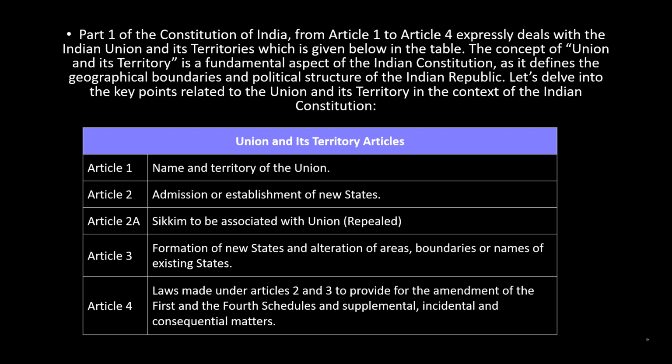Union and its territory articles. Article 1. Name and territory of the Union. Article 2. Admission or establishment of new states. Article 2A. Sikkim to be associated with Union, repealed. Article 3. Formation of new states and alteration of areas, boundaries or names of existing states. Article 4. Laws made under Articles 2 and 3 to provide for the amendment of the First and the Fourth Schedules and supplemental, incidental and consequential matters.